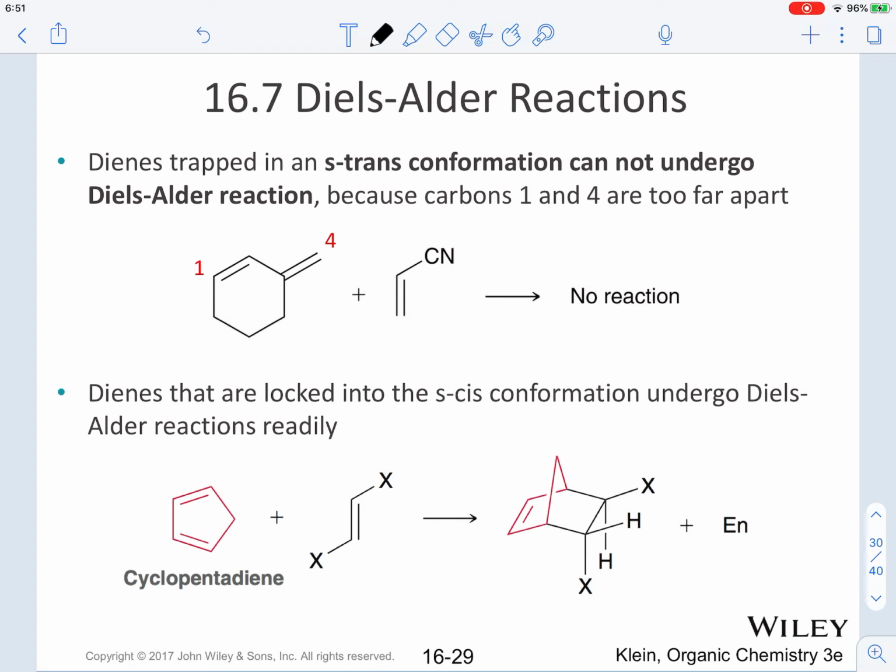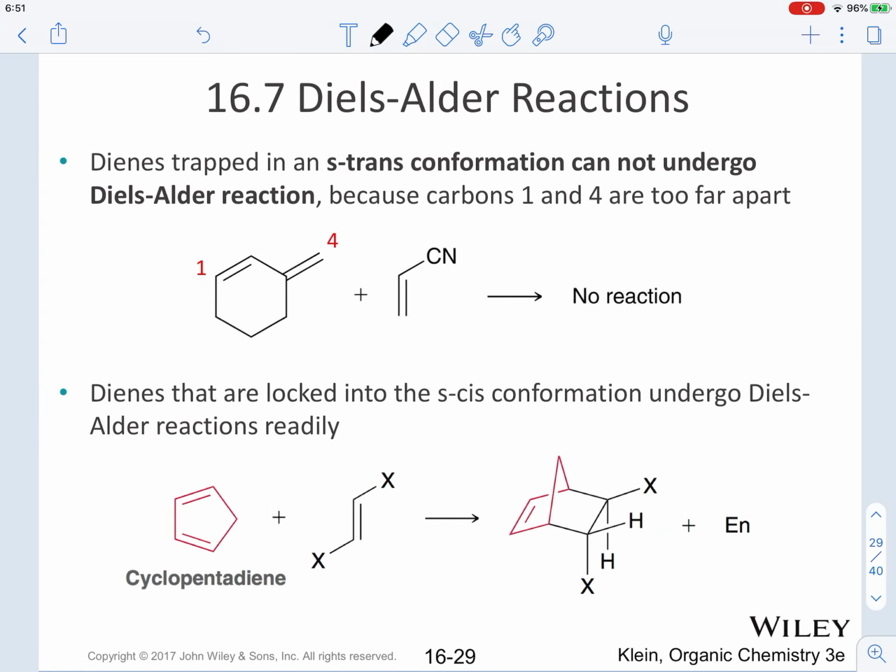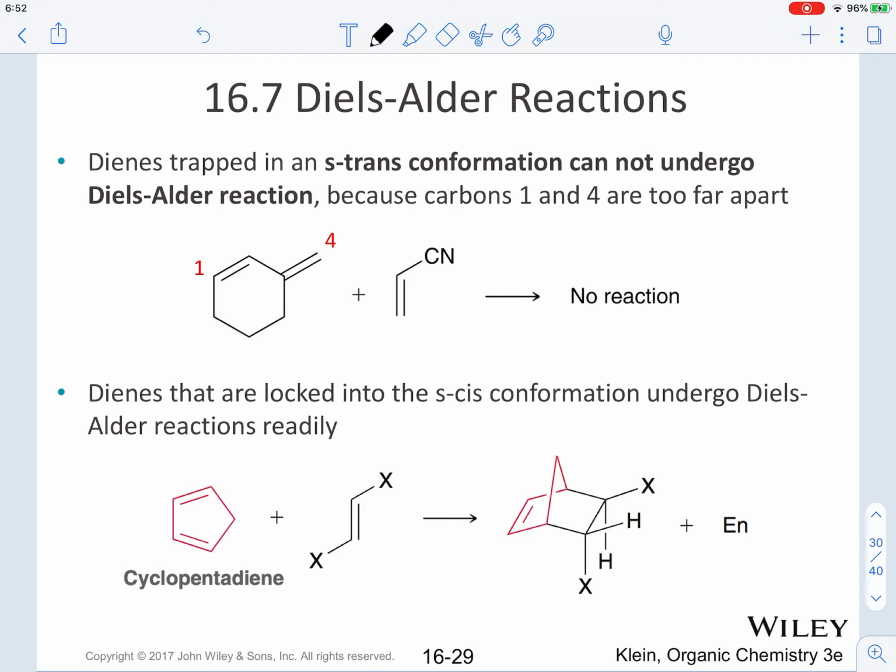So as you can see in the example that we have on the top, we have a diene that is trapped in the S-trans conformation. Because the carbon atoms in the diene, specifically carbon 1 and carbon 4, are far apart, even if you put them in the presence of an alkene, it is not going to undergo the Diels-Alder reaction because of the separation of carbons 1 and 4 in the diene. Now, dienes that are locked into the S-cis conformation will undergo the Diels-Alder reaction readily.